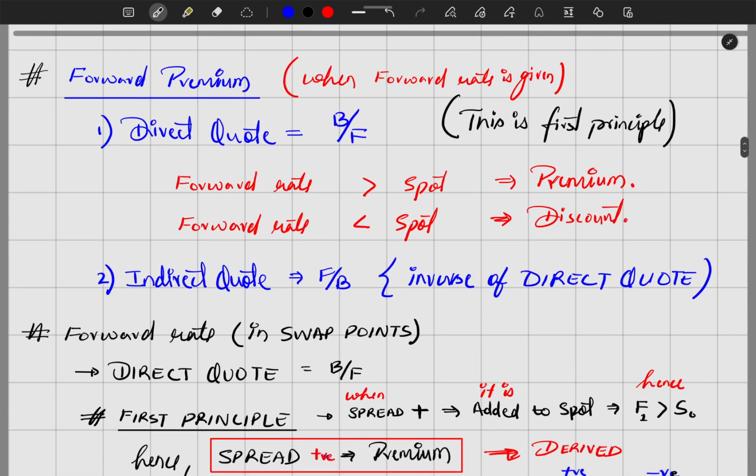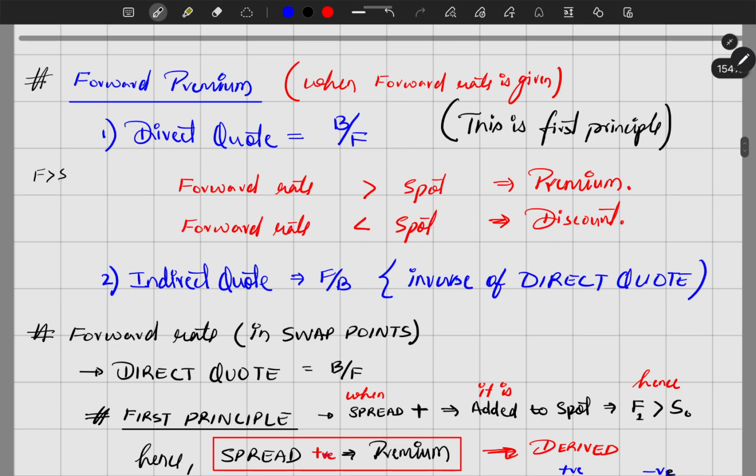Now, next is the forward premiums. When the forward rate is given, what is a premium? The premium means the following. If the foreign currency is expected to appreciate, it is said to be at a premium. Then the forward rate would increase in the future, hence it's a premium. And the forward rate is more than the spot rate, which means the forward rate by spot rate is greater than 1. That means it's a premium. That is how you interpret it.